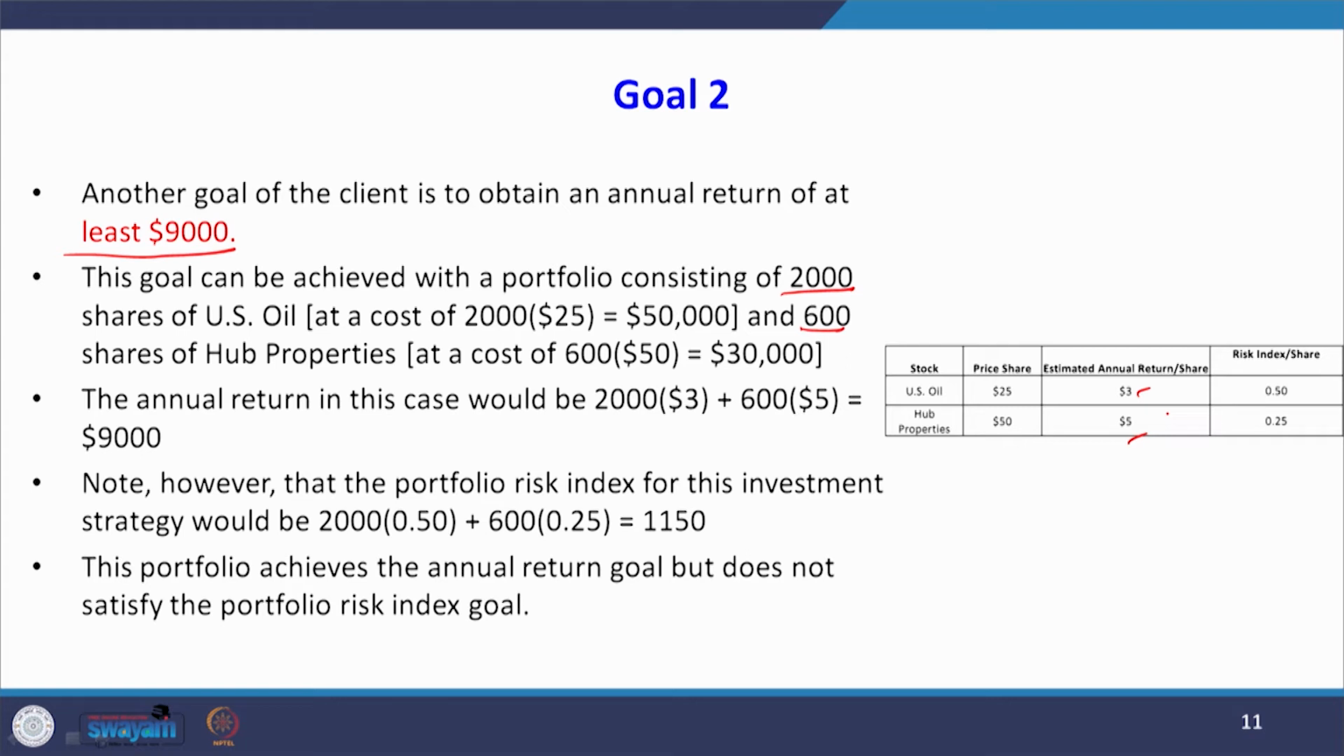Note, however, that the portfolio risk index for this investment strategy would be, if you go for 2000 in US oil, the risk index will be 0.5, plus if you go for 600 units in Hub Properties, the risk index will be 0.25. So, when you multiply, it is 1150. You see that in the previous slide, goal 1 is it should be less than or equal to 700, but it is going beyond 700, that is 1150. So, this portfolio achieves the annual return goal, but does not satisfy the portfolio risk index goal.